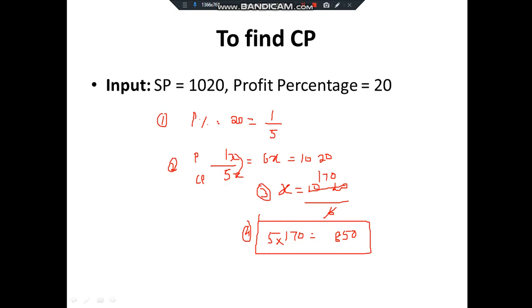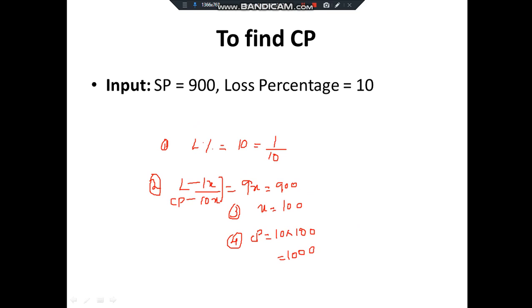See, while I explain, you feel like it is too long, but when you try it out, you'll find it very easy. We'll see one more question. See, selling price is equal to 900 and loss percentage is equal to 10. First, take the loss percentage and find the loss, okay?